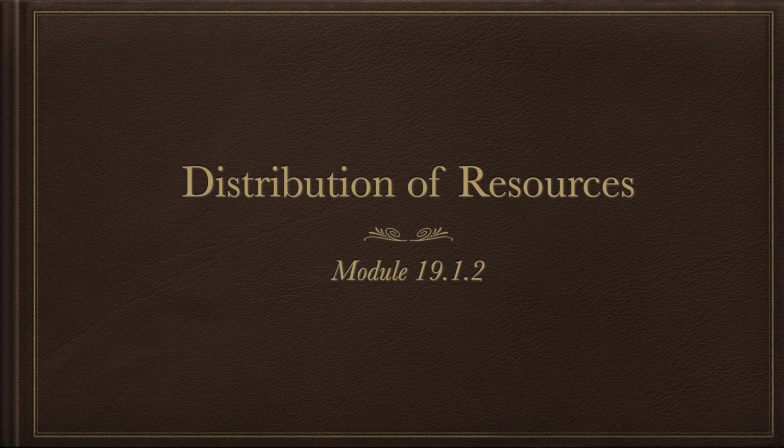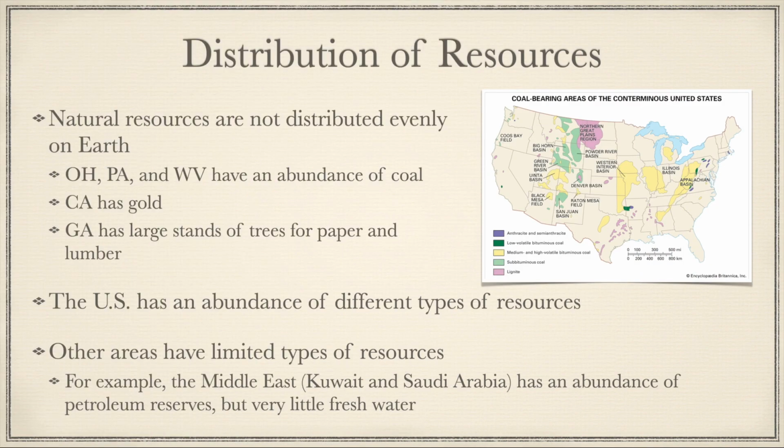Distribution of resources. So natural resources are not distributed evenly on Earth. Some examples: Ohio, Pennsylvania, and West Virginia have an abundance of coal. So we have all this coal that is right in this area. There's also other deposits of coal in the US, but we notice there are big areas without coal deposits.